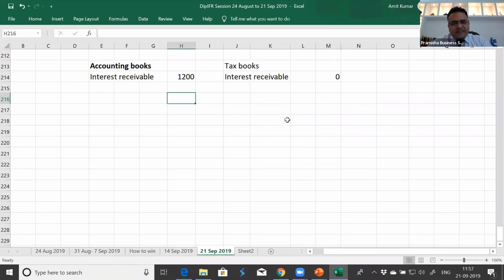If the carrying amount of an asset is higher than the tax base of an asset, it will give rise to DTL. Carrying amount is higher than tax base, 0, DTL. Agree?